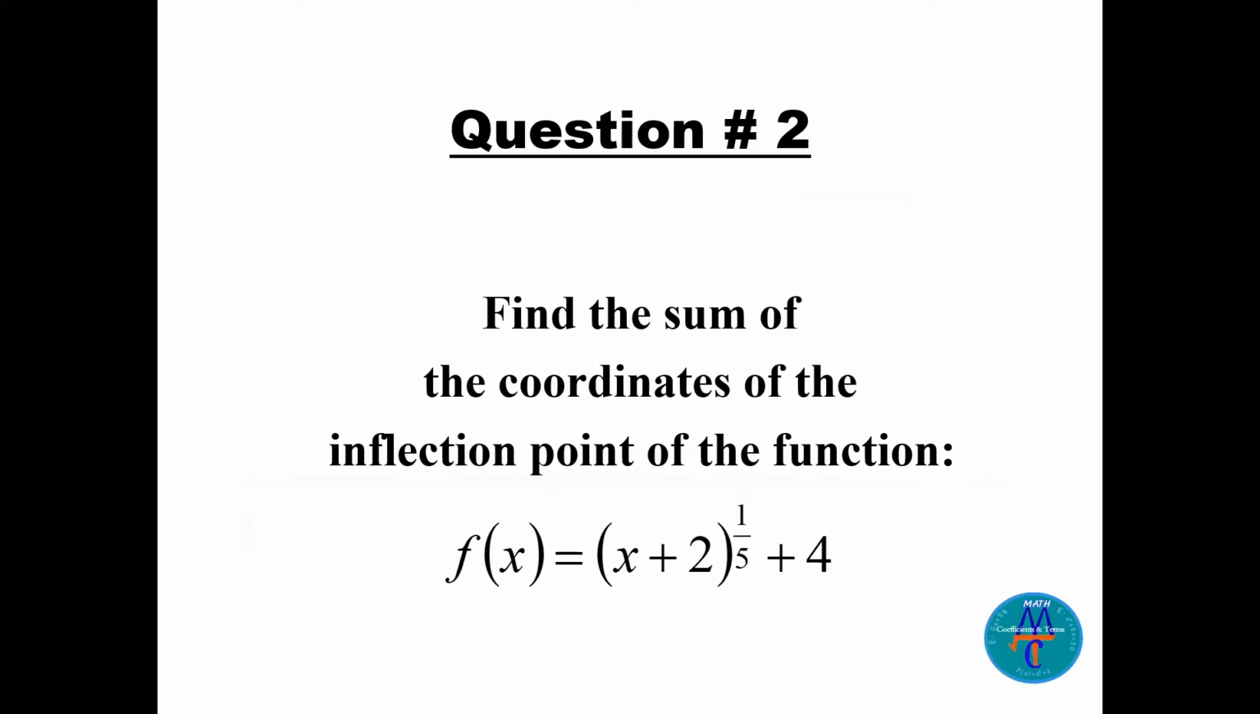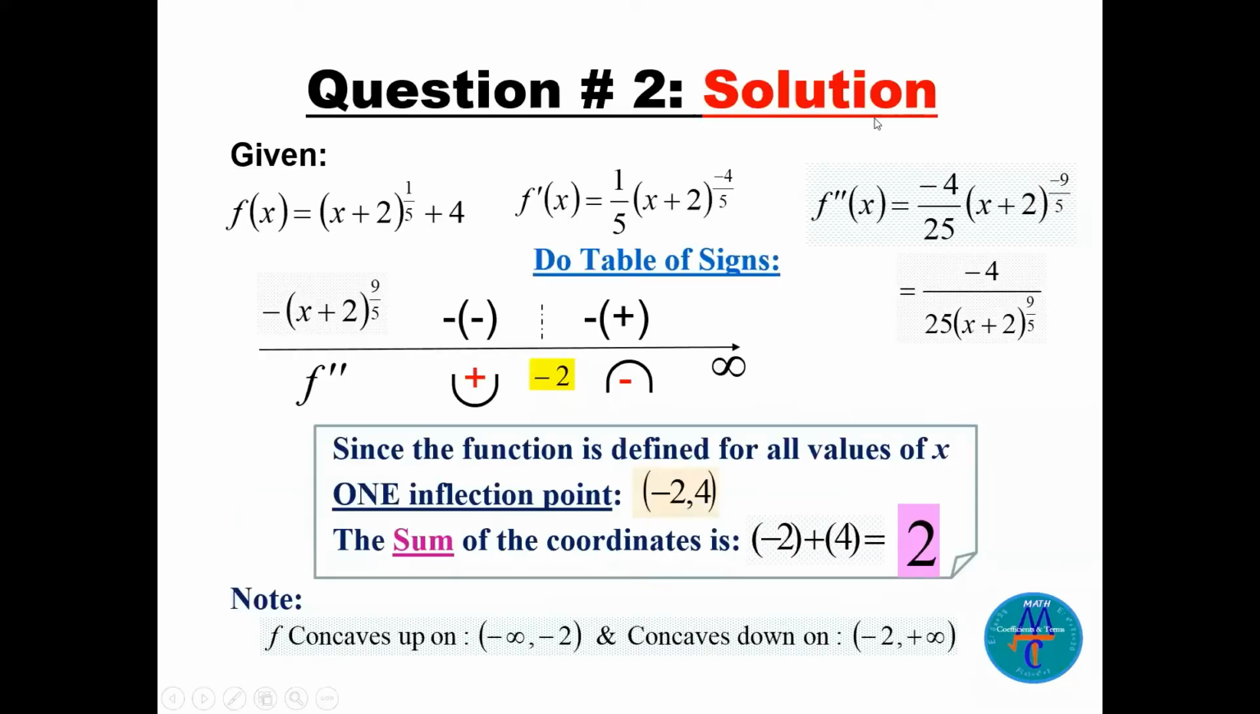F of x is x plus 2 to the power 1 over 5, plus 4. Now for the solution of question number 2, we have the function x plus 2 to the power 1 over 5 plus 4. Let's start with f prime of x. It will be 1 over 5, bring the power down, x plus 2 to the power 1 over 5 minus 1, which will be minus 4 over 5.